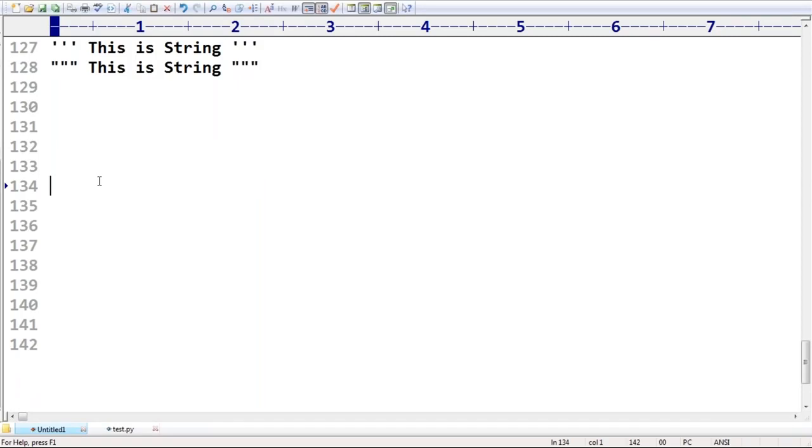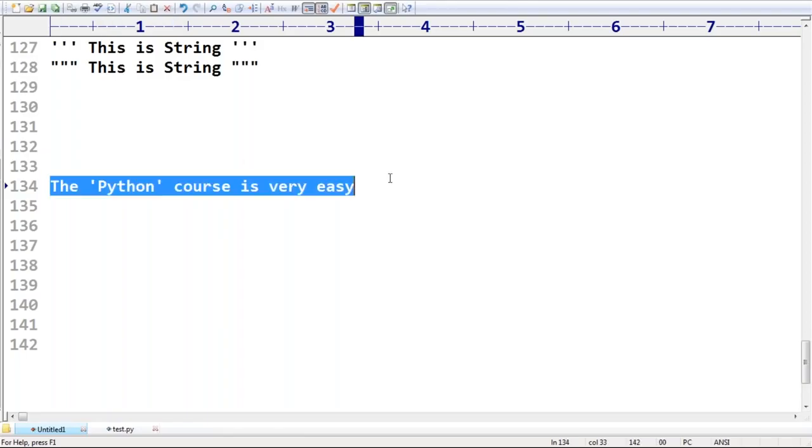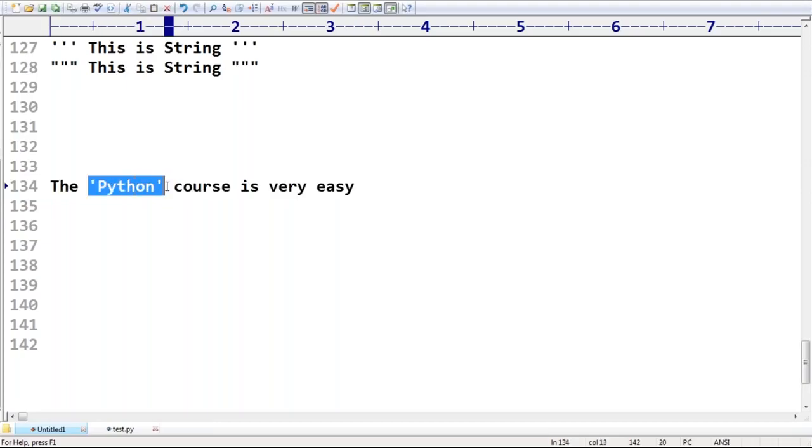Where, sir? Suppose my requirement is, okay, here the Python course is very easy. I want to print: the Python course is very easy. Have you observed? This is the format I want as output, in this format I'm expecting output. In my string literal, have you observed single quotes I'm using? Single quotes also I want in the output. Then what can you do? Observe that.